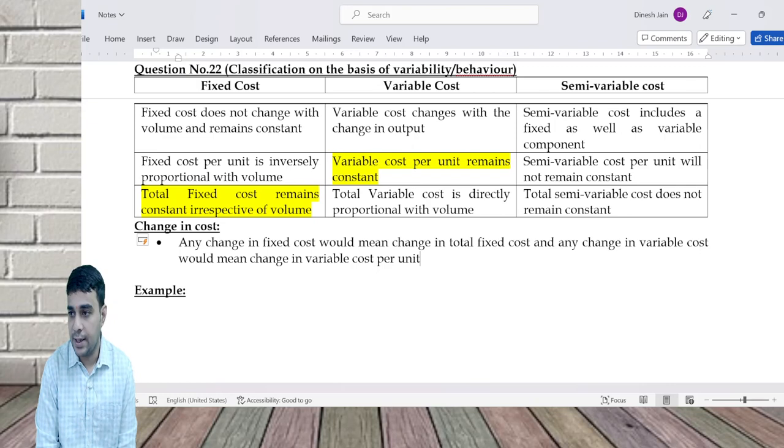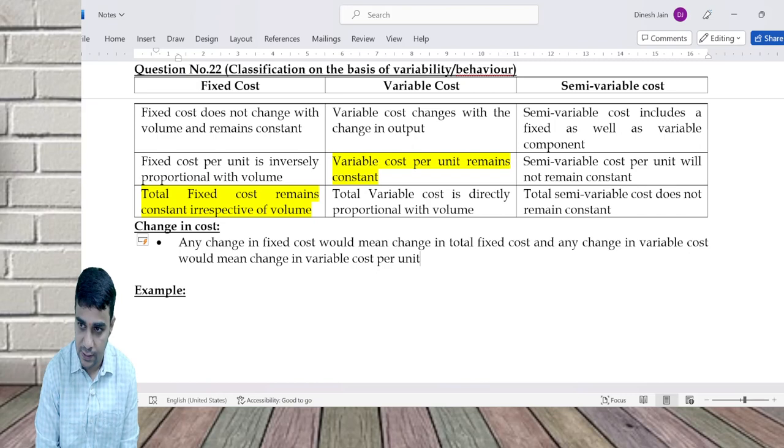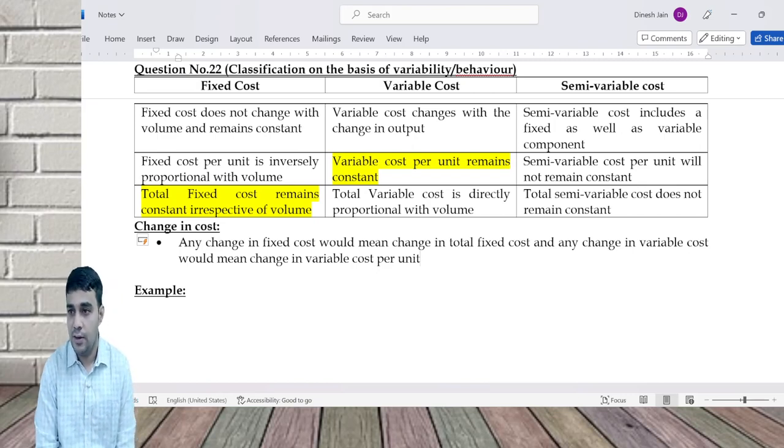For semi-variable cost I cannot give any notes, because the question has to clearly mention what is changing. Fixed and variable, we can say if there is a change, it means a change in total fixed cost, and it means a change in variable cost per unit. What normally remains constant can only undergo a change.